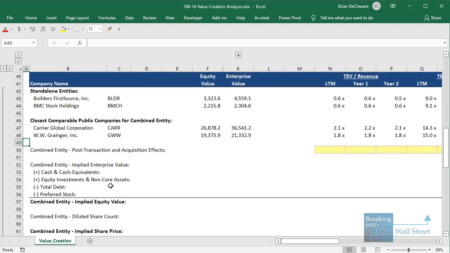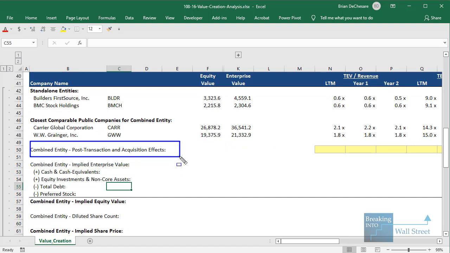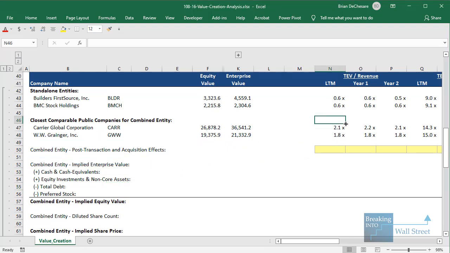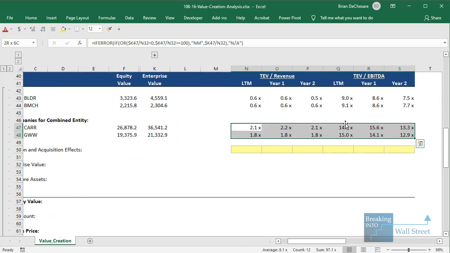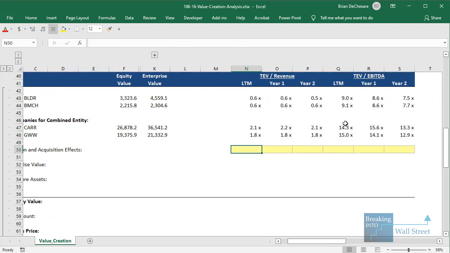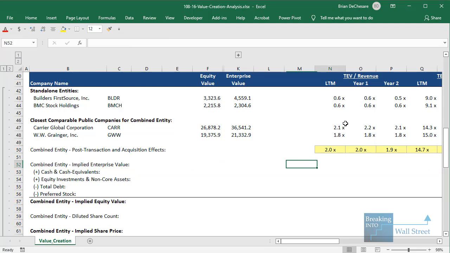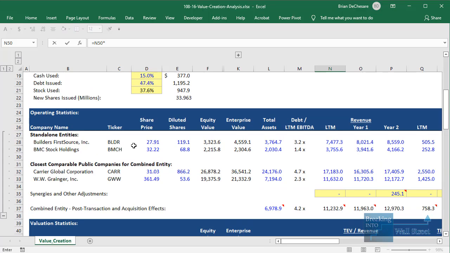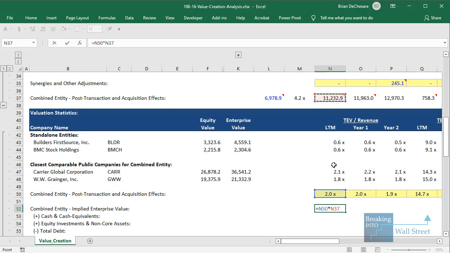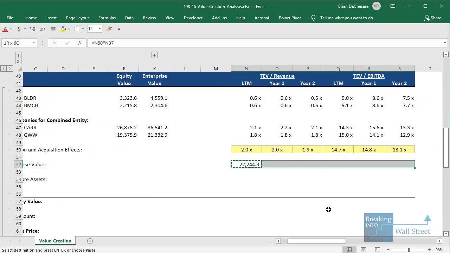You can see right here we have this line, combined entity post-transaction and acquisition effects. And so there are a couple ways we could do this, but since we have two companies here, I think the easiest method is to take an average of these multiples. So let's take an average in each year, copy this across. And now we can calculate the company's implied enterprise value. So the implied enterprise value for this combined entity. To do this, we'll take these multiples, the higher multiples here, and then multiply by the revenue and EBITDA for this combined company. Take this and copy it across.